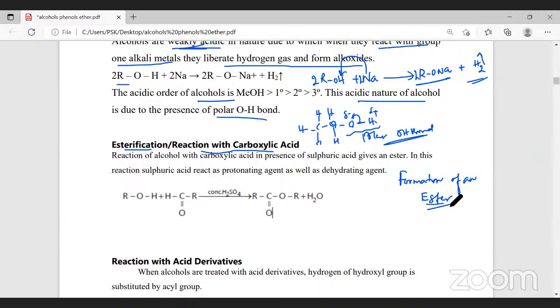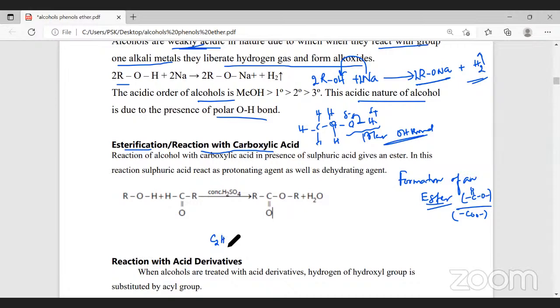Esters are organic compounds which contain a carbon-oxygen double bond and a single bond O, or any molecule which contains COO as a functional group is called an ester. Now, how do we prepare an ester? This ester can be prepared by the reaction of an alcohol. Any alcohol we will take.